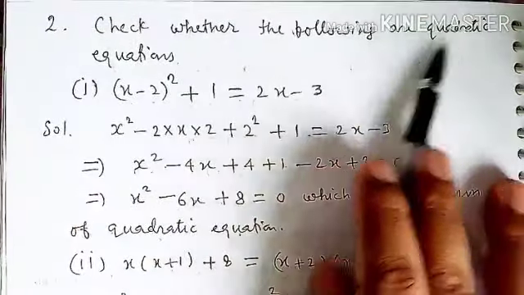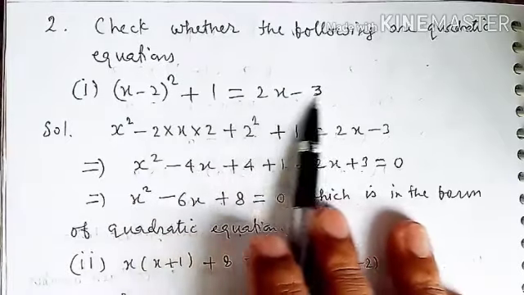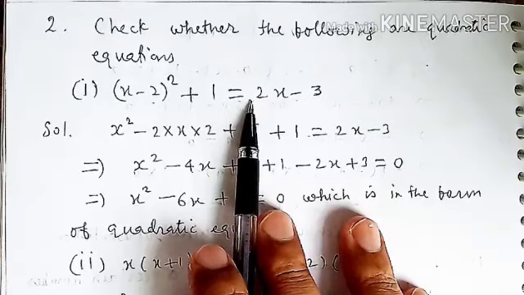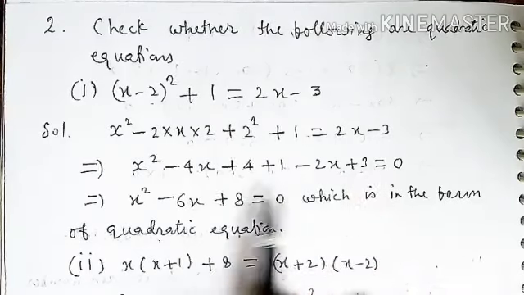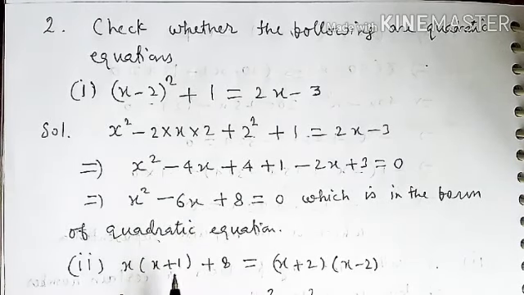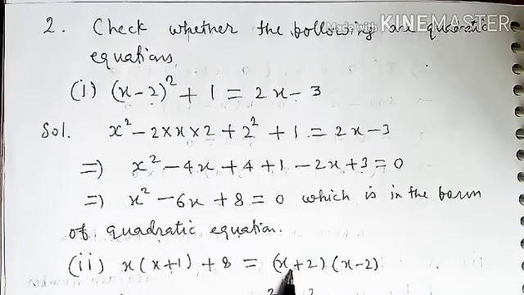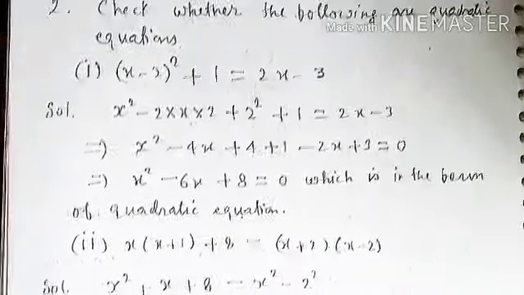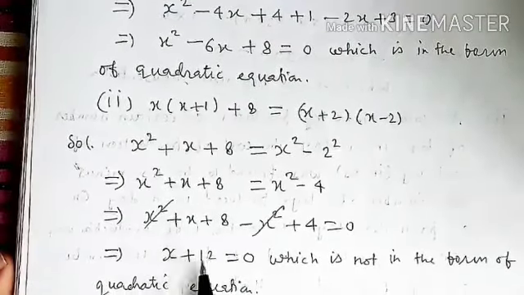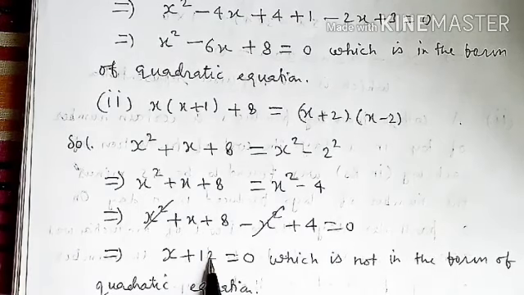Check whether the following are quadratic equations. You have to check it. So we have to simplify it, and during simplification, our motto is to make RHS 0. Then we have this equation, which is in the form of ax square plus bx plus c. So it is a quadratic equation. Now see, here again we have to simplify and make RHS 0. Then we get x plus 12 is equal to 0. This is not in the form ax square plus bx plus c is equal to 0. So this is not a quadratic equation.